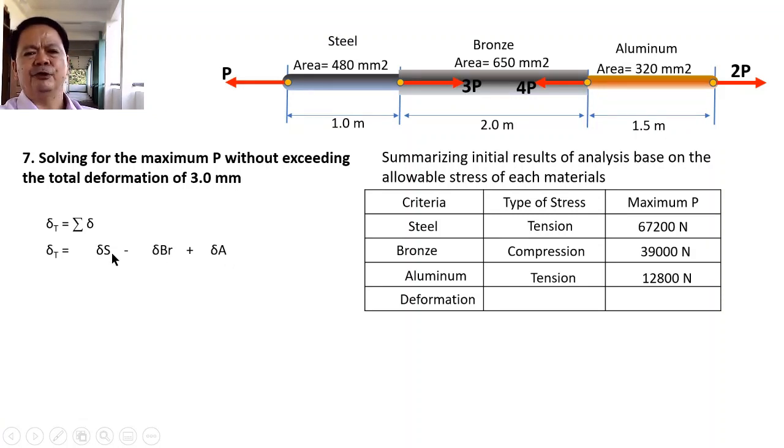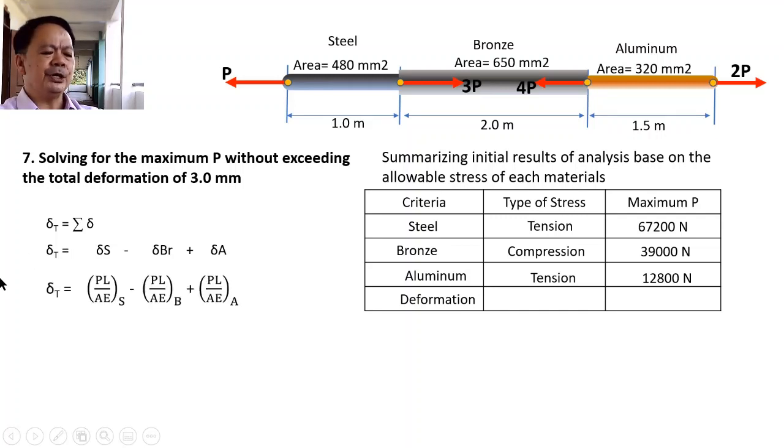If the formula for deformation is substituted, that is equal to PL over AE. Therefore, our formula becomes, the total deformation is PL over AE of the steel minus PL over AE of the bronze plus PL over AE of the aluminum. That P of the steel must be the internal load which we have just computed a while ago. P of the steel is equal to P, P of the bronze is equal to 2P, while P of the aluminum is equal to 2P also. All the other values are given in the problem, therefore we substitute the values.